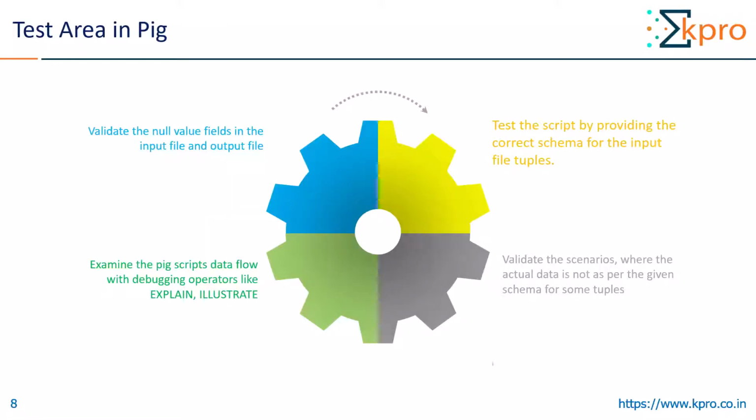Let us see the test area in Pig. Test the script by providing the correct schema for the input file tuples and then validate the scenarios where the actual data is not as per the given schema for some tuples. You can examine the Pig script data flow with debugging operators like explain and illustrate. Validate the null value fields in the input file and output file. These are the few test areas which are identified for Pig output validation or Pig operations validation.